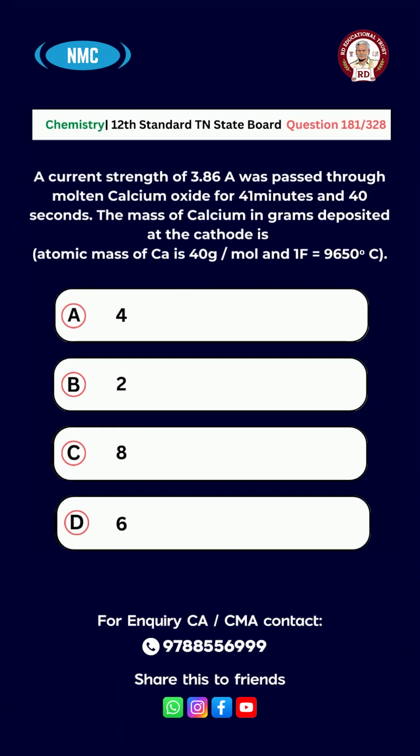Question number 181. A current strength of 3.86 ampere was passed through molten calcium oxide for 41 minutes and 40 seconds. The mass of calcium in grams deposited at the cathode is, given atomic mass of Ca is 40 g per mole and 1F equal to 96500 coulombs. Option A, 4. Option B, 2. Option C, 8. Option D, 6. The correct option is option B, 2.